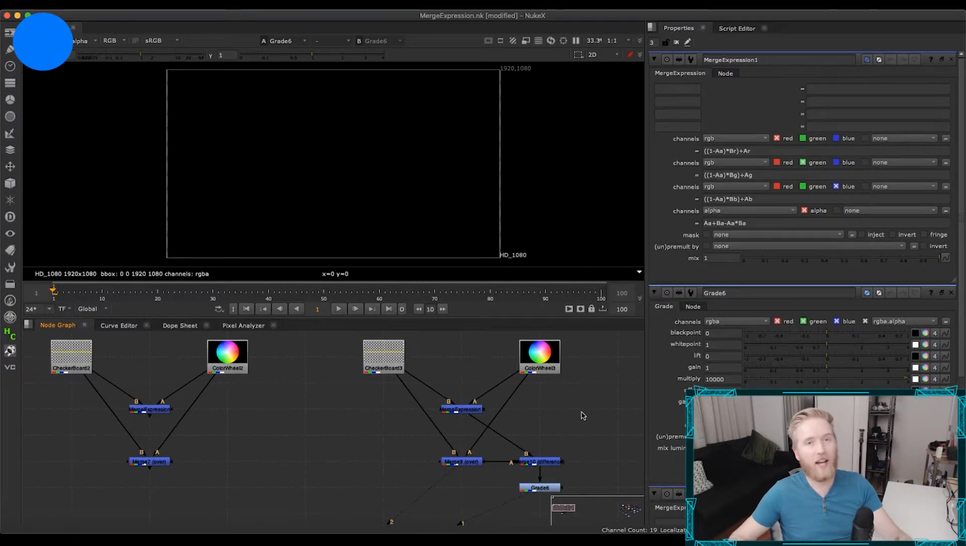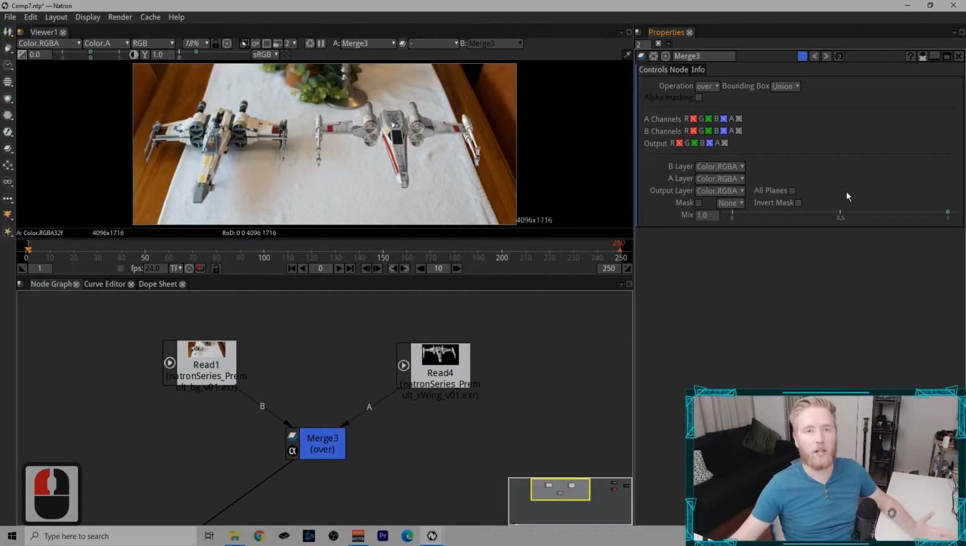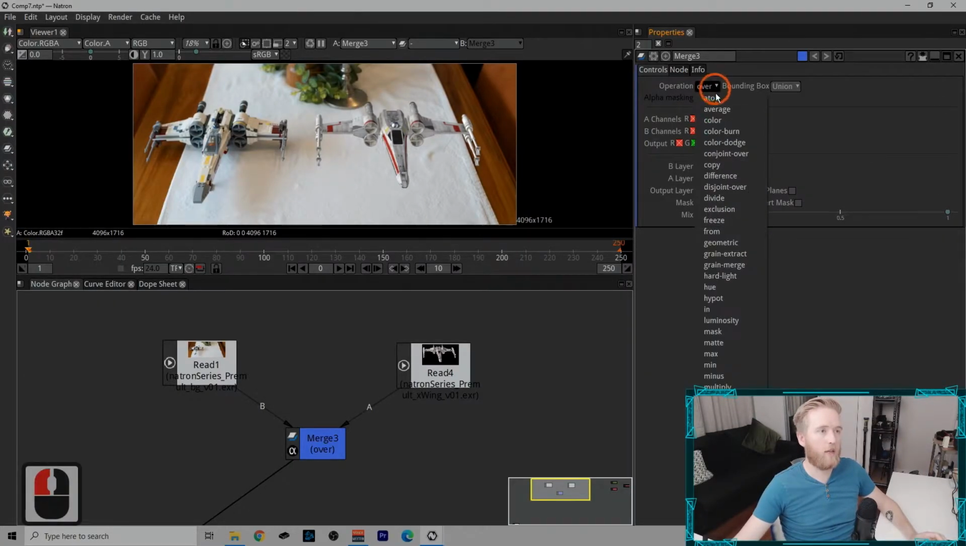Okay, so that is how the merge node works in both Nuke and Natron. But as I say, you don't really have to understand that exactly, but it is good to know. Jumping back into Natron now, we're going to go over a couple of the other common merge operations. So with merge being the most popular one, let's go over some more.